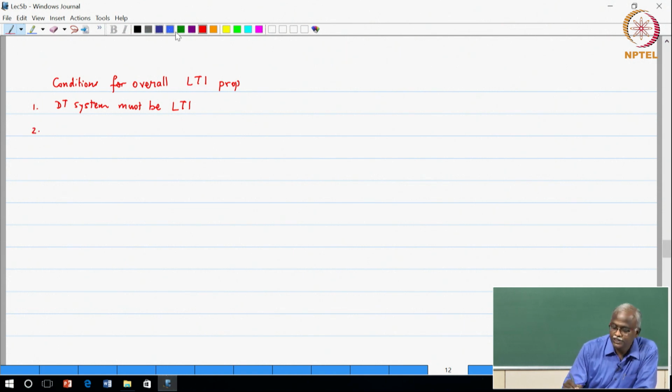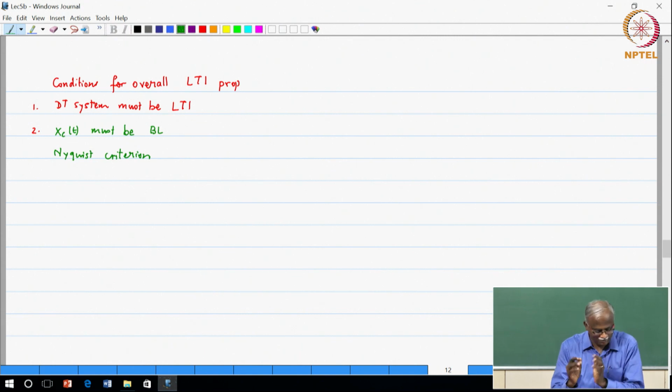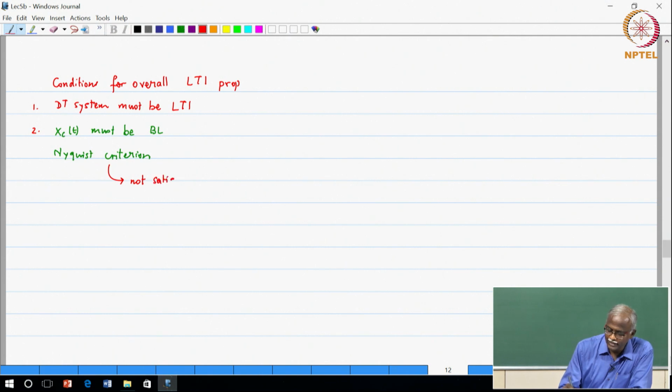Now, on the continuous time side, we have to ensure the following. One is xc of t must be band limited, then the second part is that once it is band limited, you satisfy the Nyquist criterion. Maybe having studied the practical aspects, you would say over satisfy the Nyquist criterion by a little bit, so that it is easy for us to build, because if the Nyquist criterion is not satisfied, then what we will get is copies of the input signal that are aliasing, and therefore linearity will be affected.